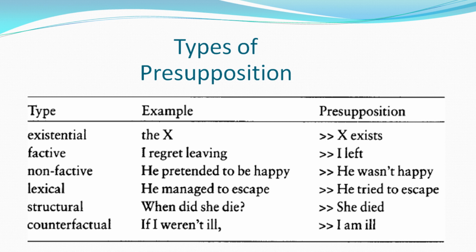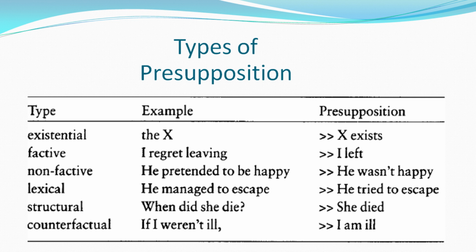Six types actually. I saved all the explanation and brought this table. The first one is existential. When I say the X or the book, that means that the X or the book exists. That is the presupposition from that example, about the type which is existential. The second type is factive. If I say that I regret leaving, that presupposes that I left, because the feeling of regret cannot happen about something that did not happen.